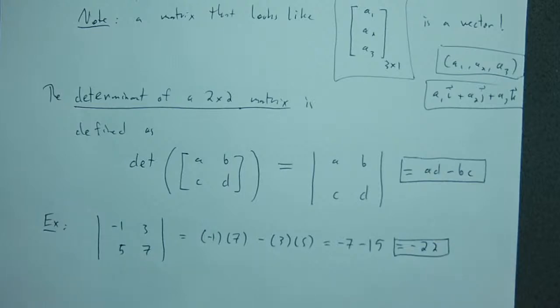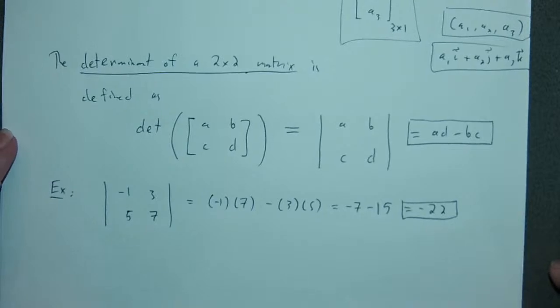What does the determinant mean? If it's 0, the matrix has an inverse, and if it's not 0, it doesn't. Okay, you don't have to worry about that though for this course, but that's what the determinant means.